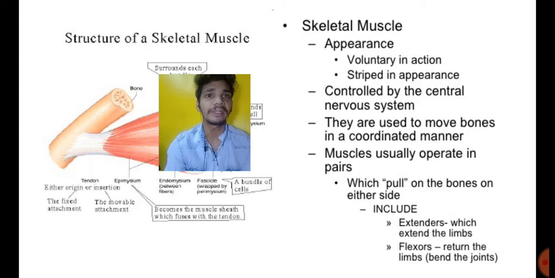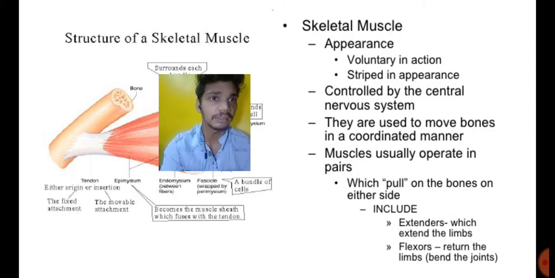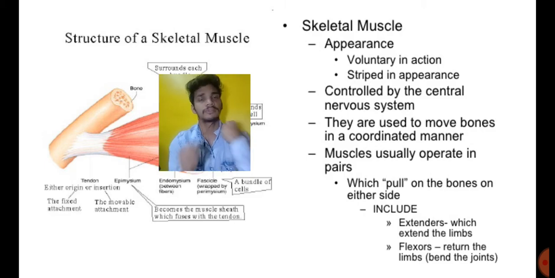Muscles usually operate in pairs which pull on the bones from opposite sides, including the extensors and the flexors. What are extensors? They extend the limbs. Limbs have to be extended; that is called extensors. Flexors return the limbs. If I'm doing like this, it has to be brought back. That is the extensors and the flexors.